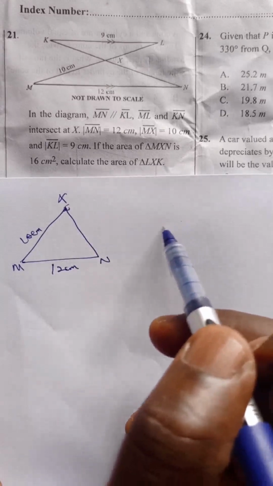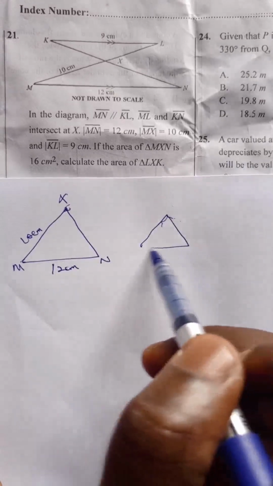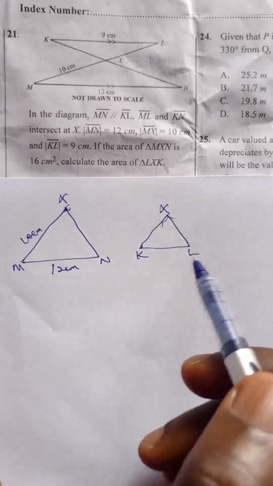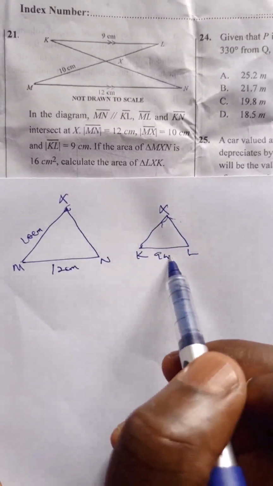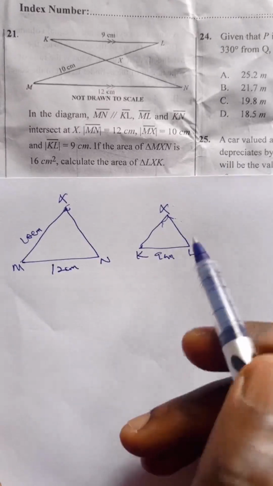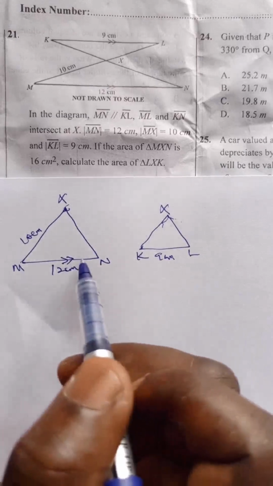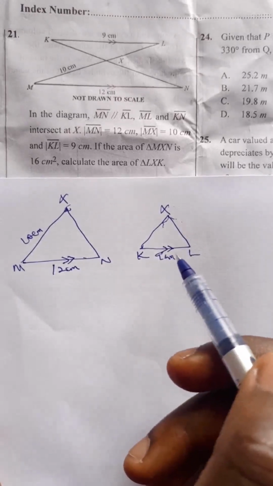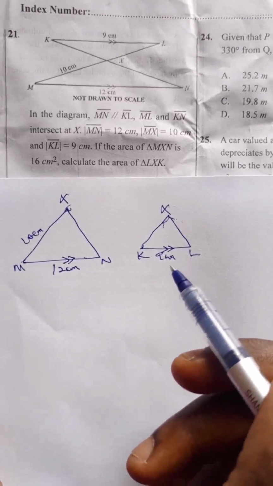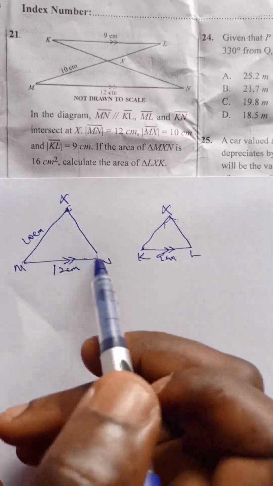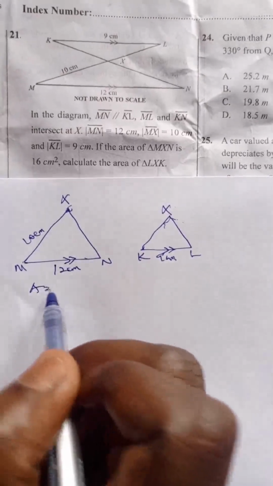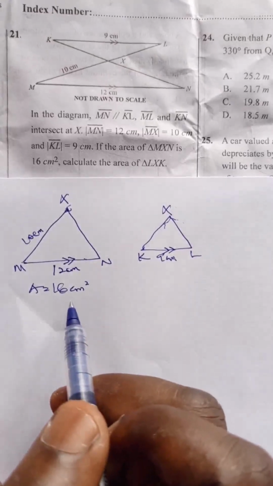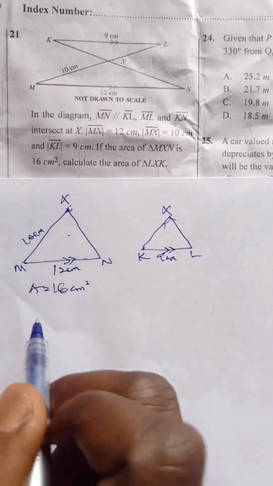If you consider the second triangle, that is triangle XKL. The side KL is 9 centimeter. That's the only side given here. Observe that side MN and side KL, they are parallel. So when you consider the first triangle, that is triangle MXN, you are given the area to be equal to 16 centimeters square. You can use the area given to find the height of this triangle.